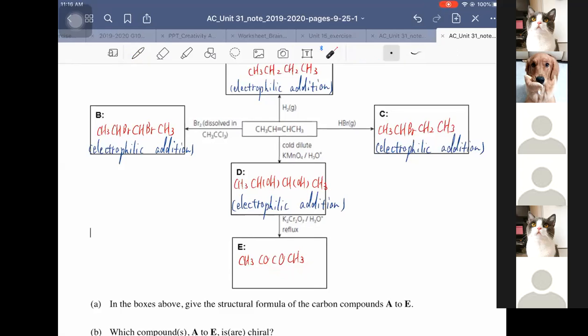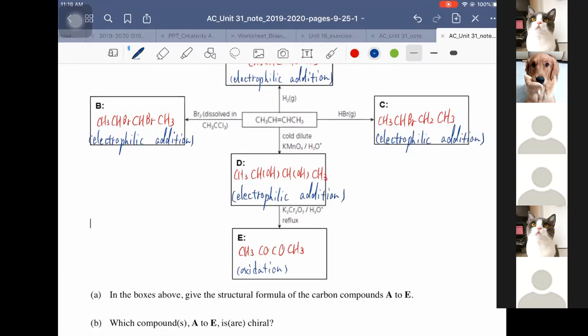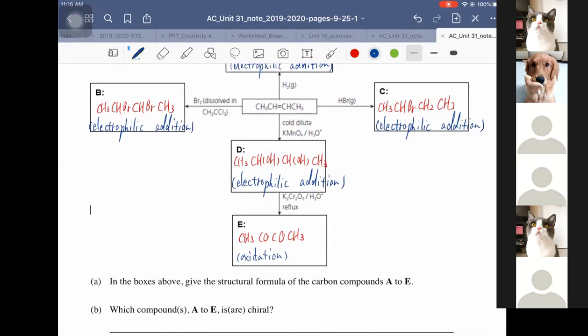Okay, so the OH groups have become carbonyl groups, C double bond O. But here we have a ketone. The carbonyl group is in the middle of the carbon chain, so no further oxidation would happen. It won't be further oxidized to carboxylic acid. So the reaction will just stop here. So this part, the reaction is just oxidation, and we'll just stop here, because it's not an aldehyde, so further oxidation will not happen.